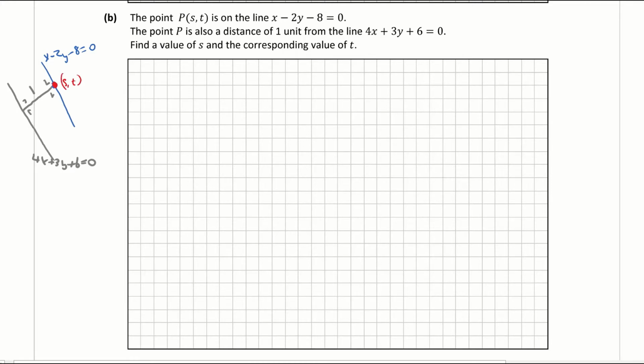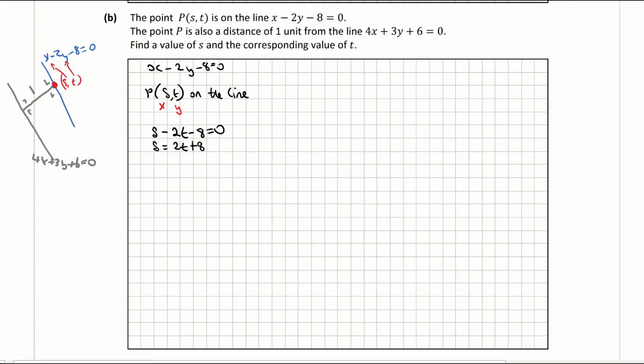If that point is on the line x minus 2y minus 8 equals 0, I'm going to satisfy that by subbing in s and t for x and y. That's the first thing I'm going to do, just to verify the point sits on the line. So I'm taking the line x minus 2y minus 8 is equal to 0, and the point P, which is (s, t), is on the line. I'm going to sub s in for x and t in for y. That gives me s minus 2t minus 8 is equal to 0. That's the same as s is equal to positive 2t plus 8.